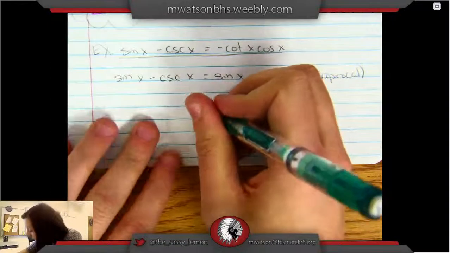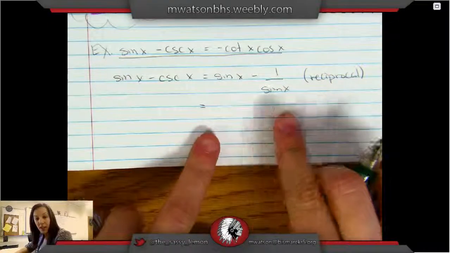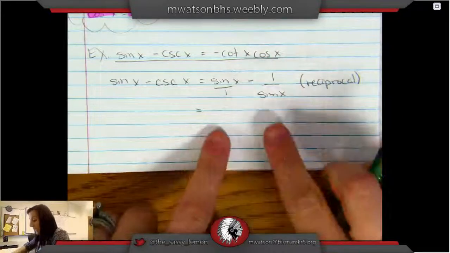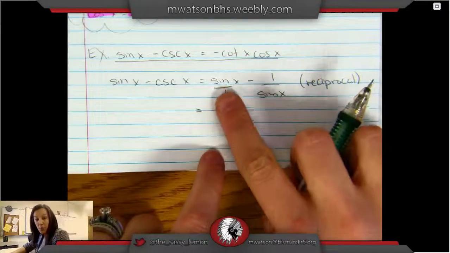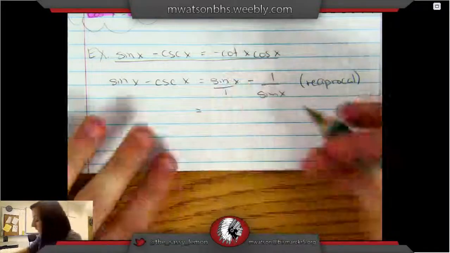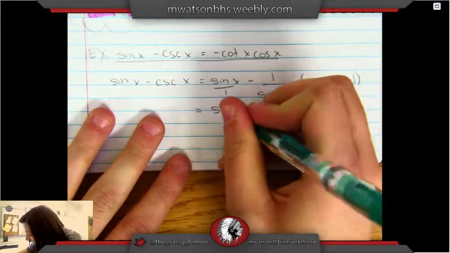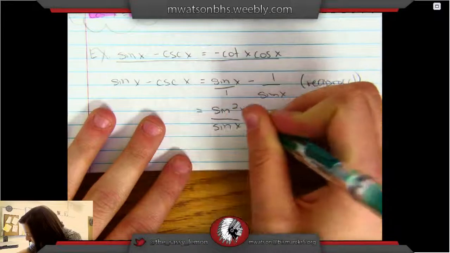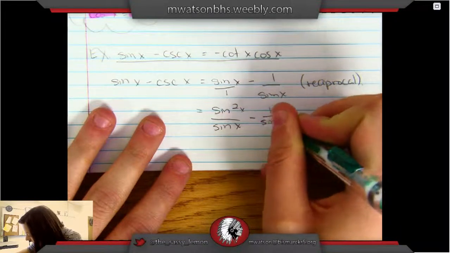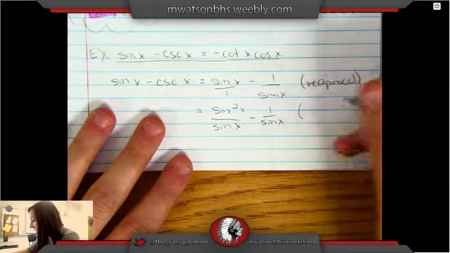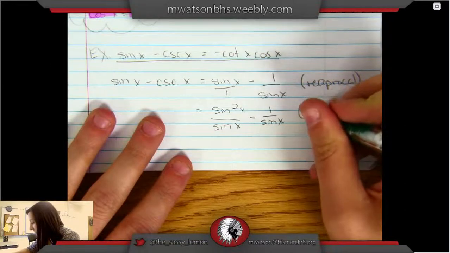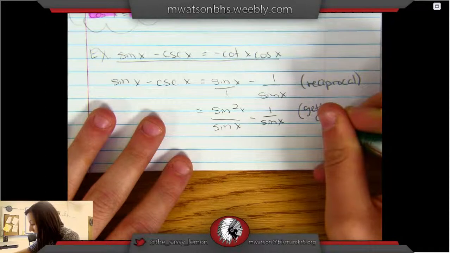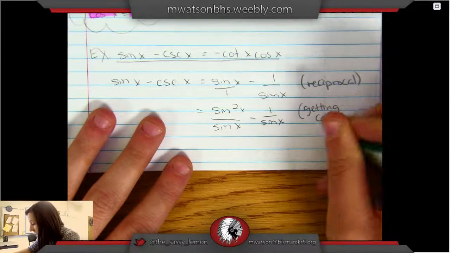And then, like I said, I'm going to get common denominators. So this sine of x is over 1, so I'm going to multiply by sine on top and bottom of that fraction. And I'm going to get sine squared x over sine x minus 1 over sine x. And there I'm just getting common denominators.